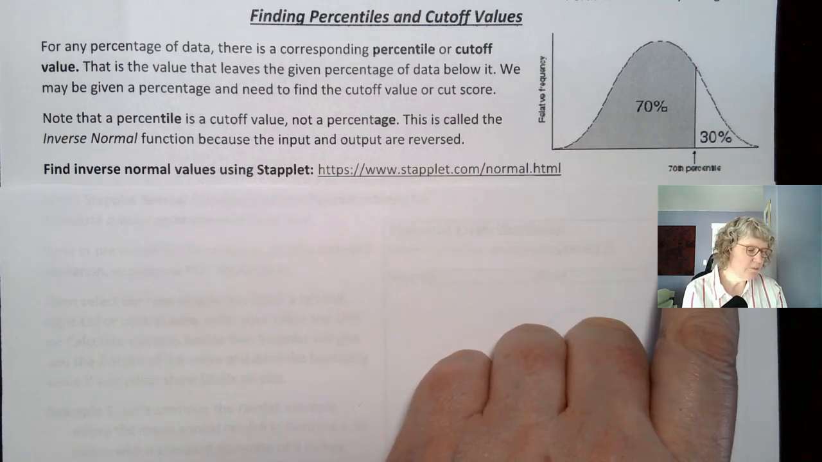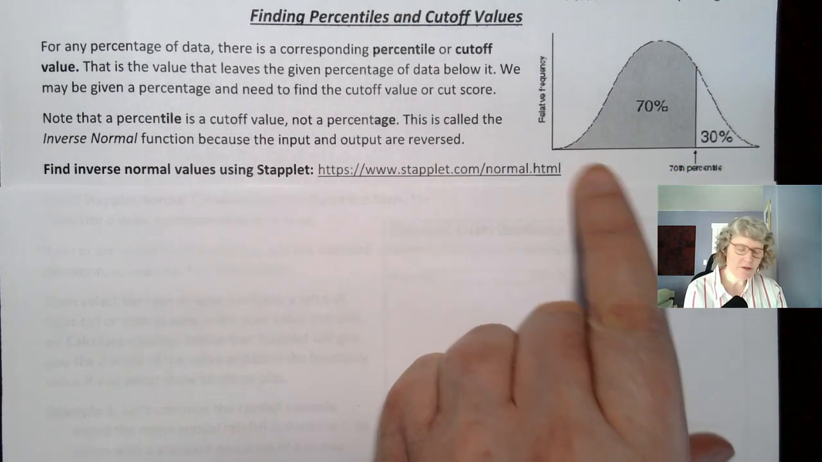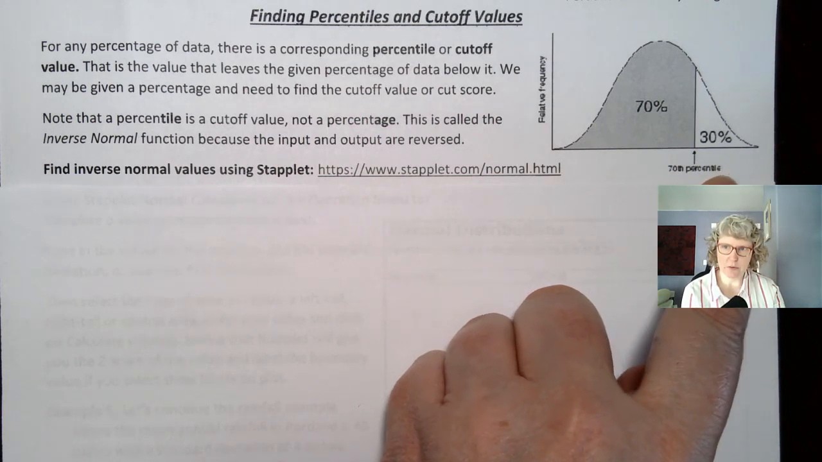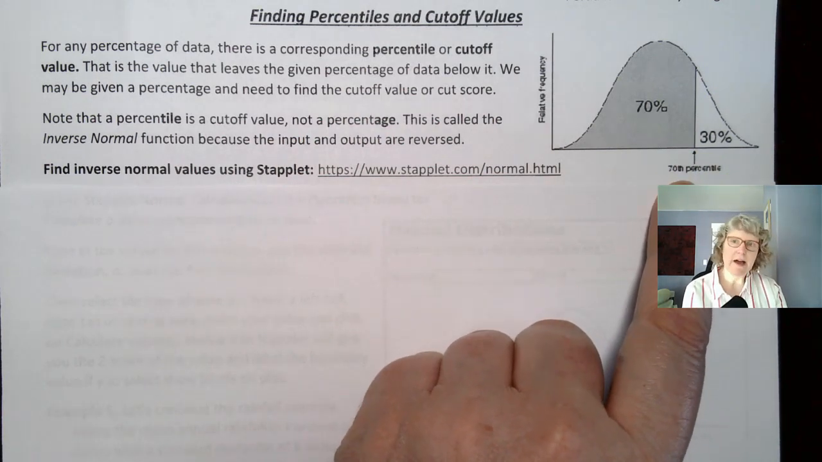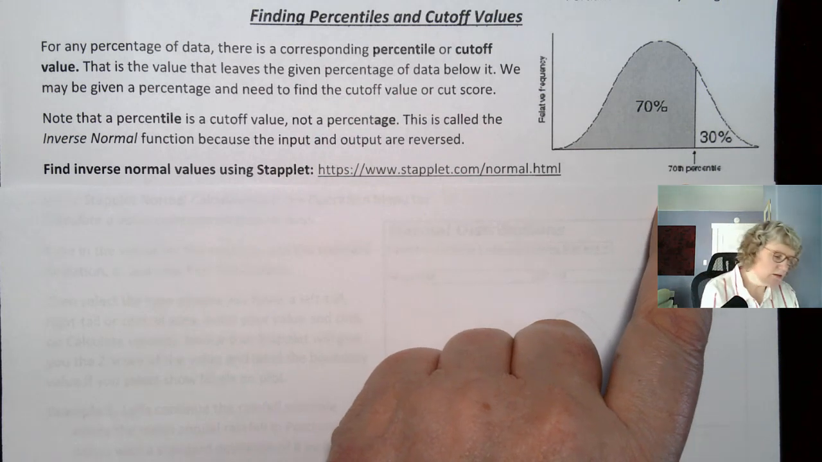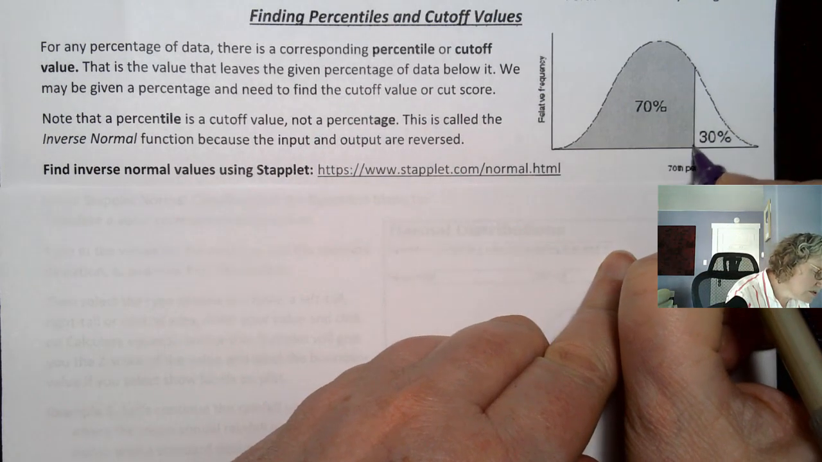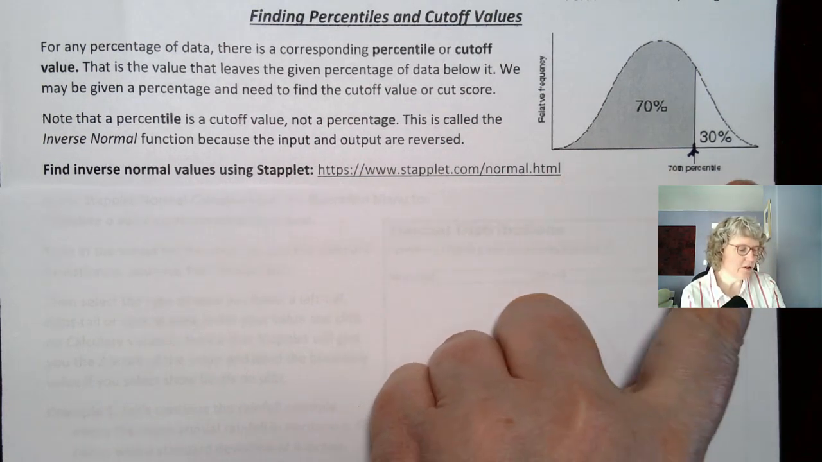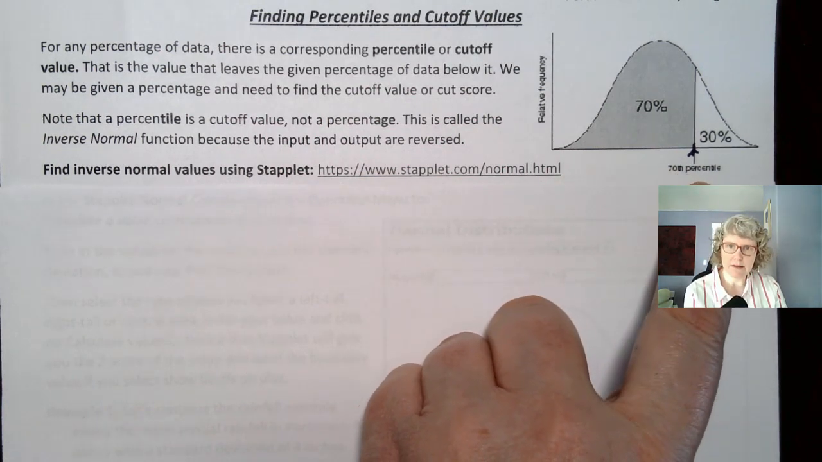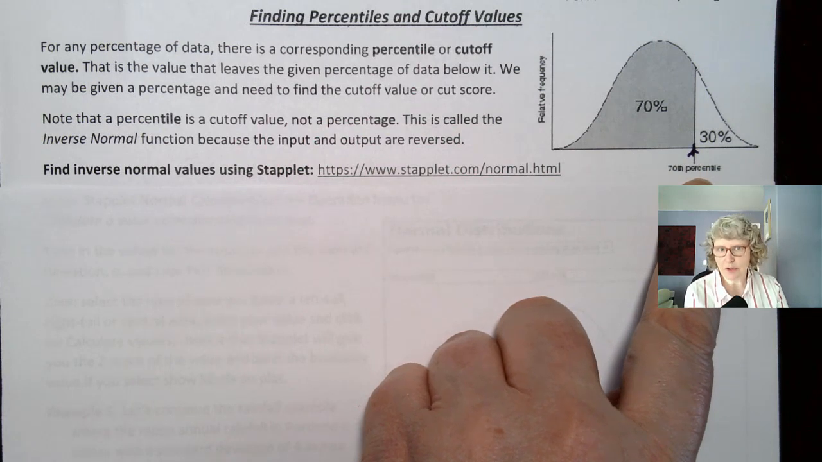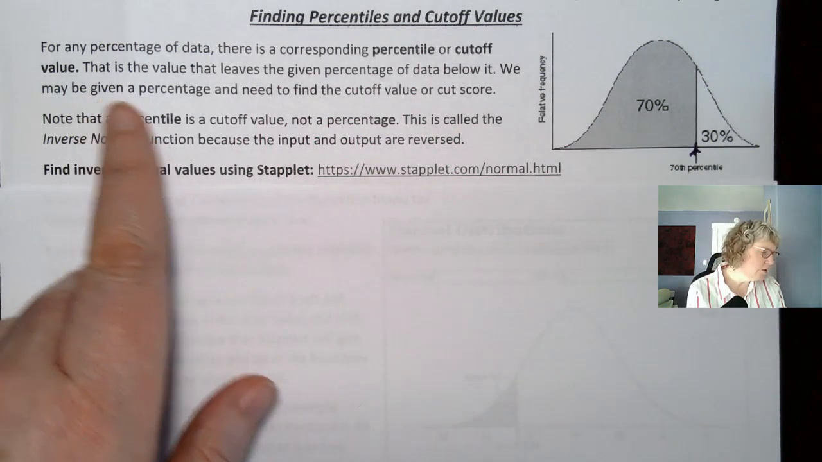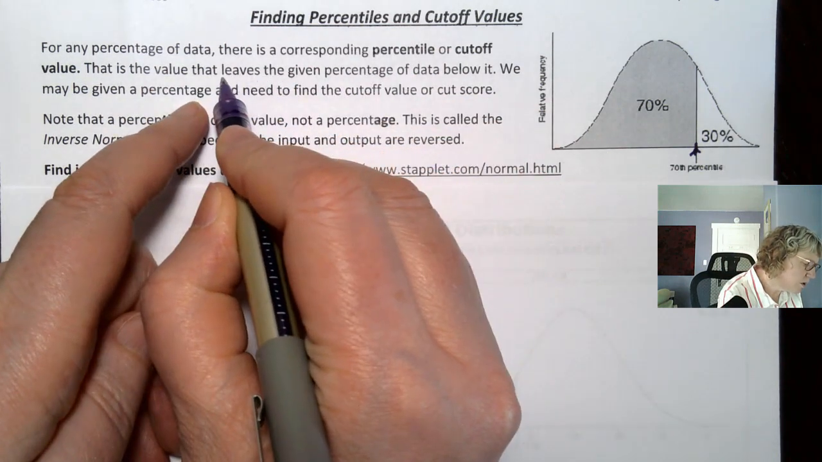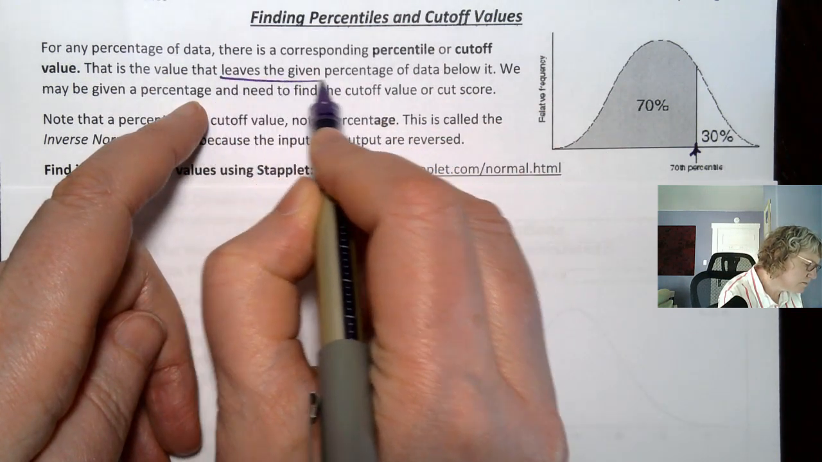For example, in the image here, we've got a normal curve with 70% to the left and 30% to the right. The line that's dividing the two, that is the score. That's the percentile or the cutoff score. We would need to have a scale here, right? But whatever that value is, that would be the 70th percentile. So it's the value that leaves the given percentage of data before it or below it.